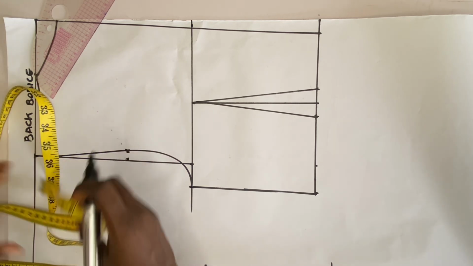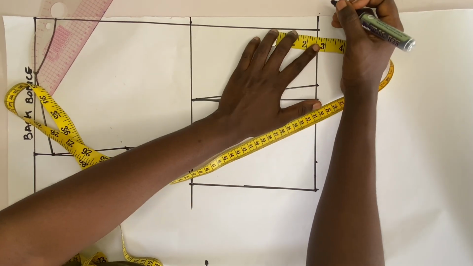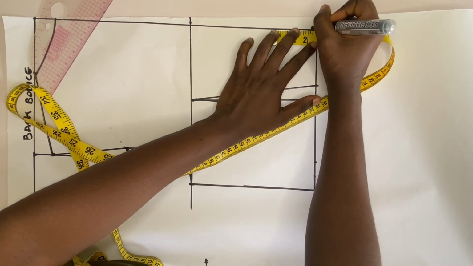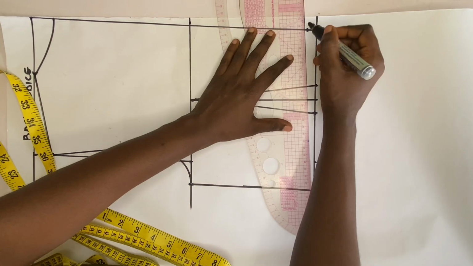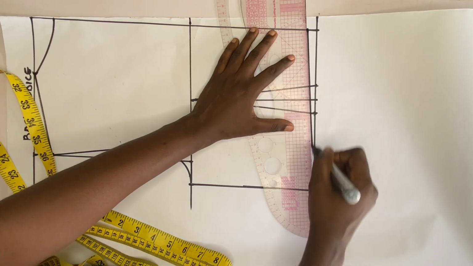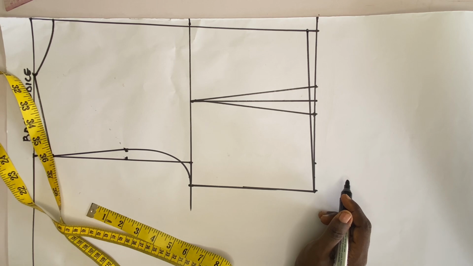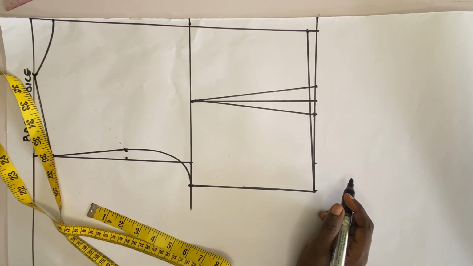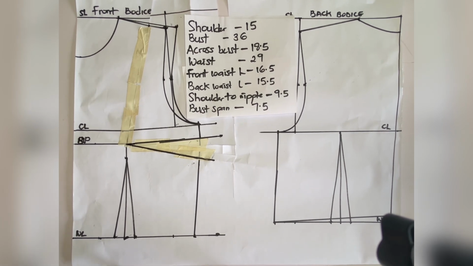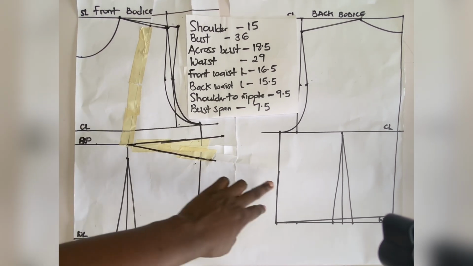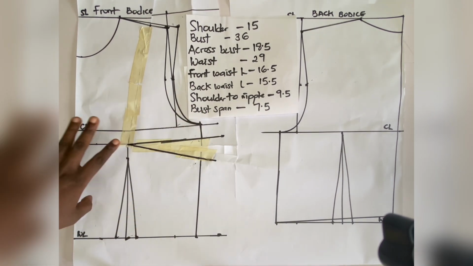But before we conclude, at the back bodice, we are going to go at the center back of the waistline. We are going to go in by 0.5. Then we'll connect the line to the waistline. This is also to eliminate the excess at the waistline. So this is the front bodice, and this is the back bodice. This was the measurement I used to draft the front and back bodice.